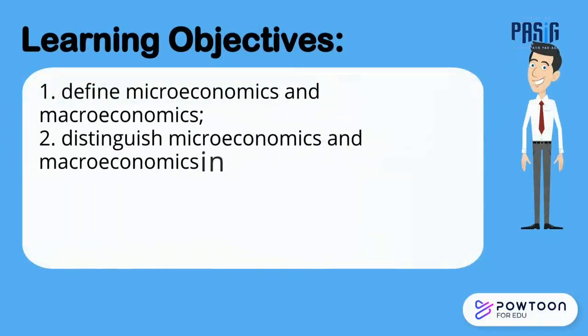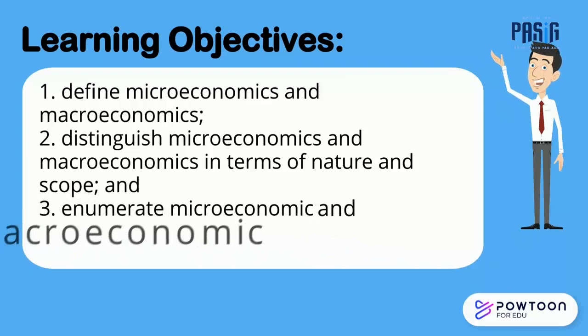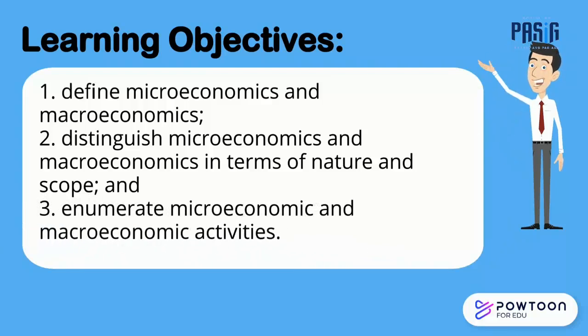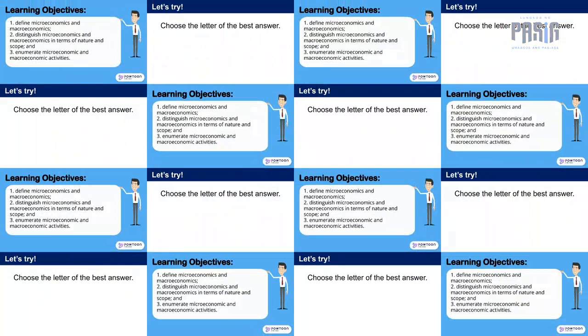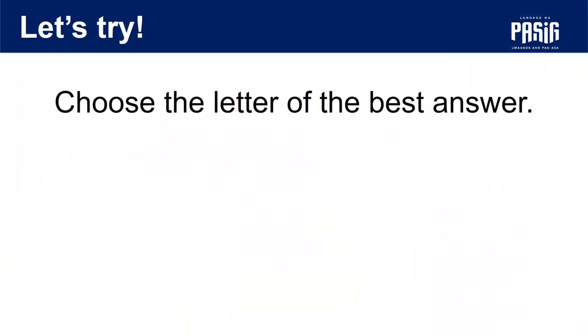1. Define microeconomics and macroeconomics. 2. Distinguish microeconomics and macroeconomics in terms of nature and scope, and 3. Enumerate microeconomic and macroeconomic activities. Before we proceed to our discussion, let us try to answer the following questions.